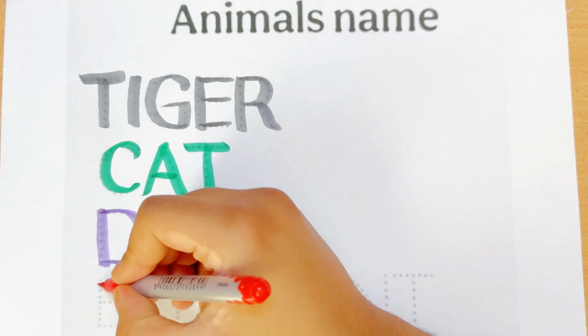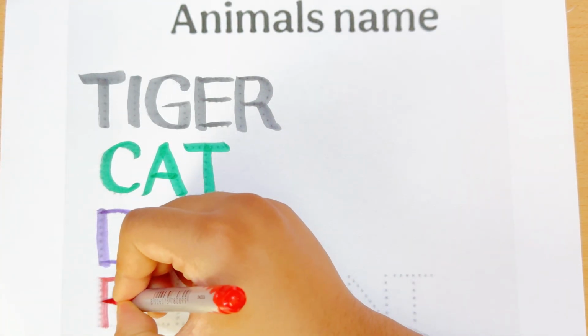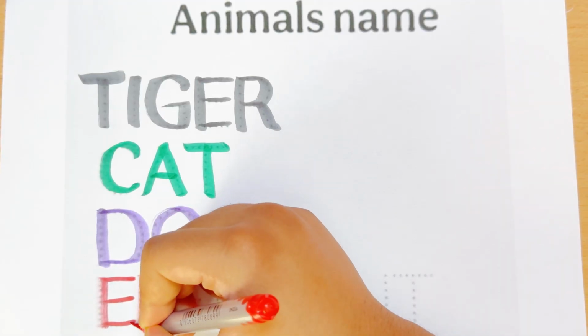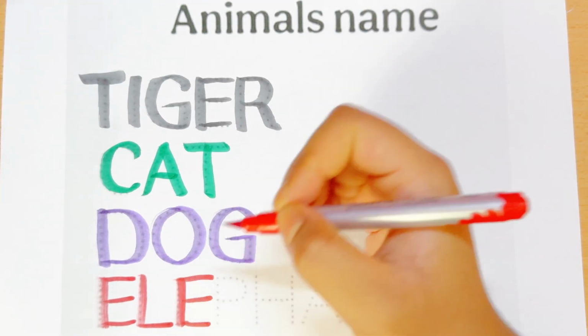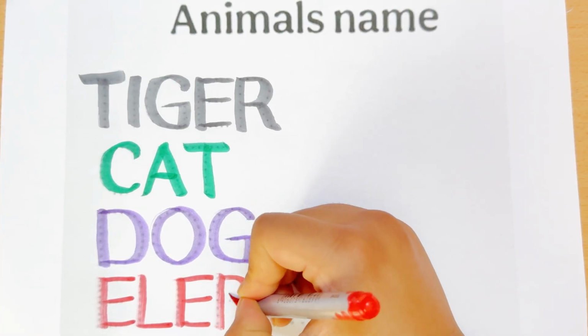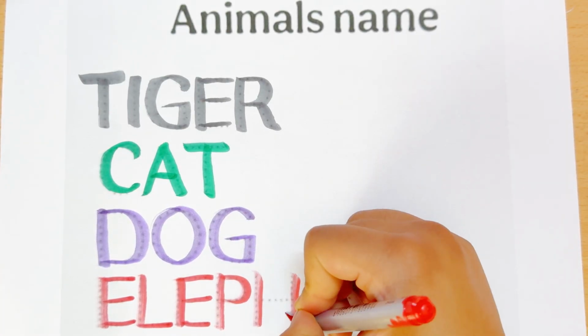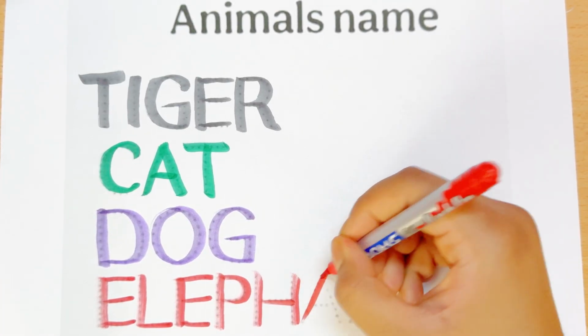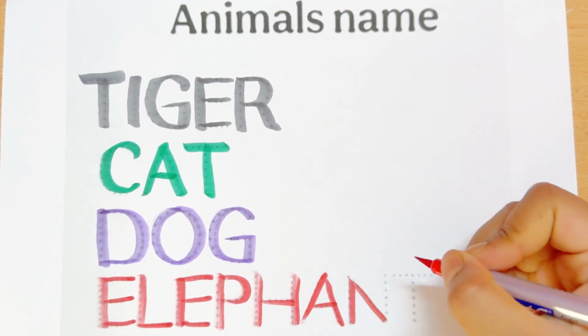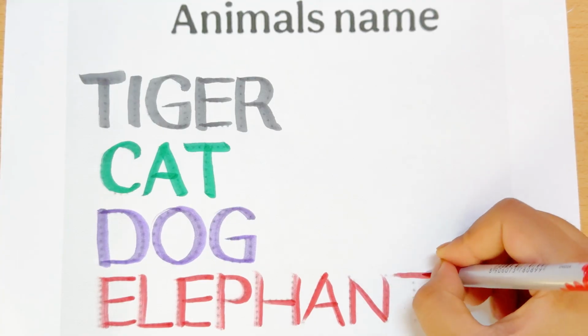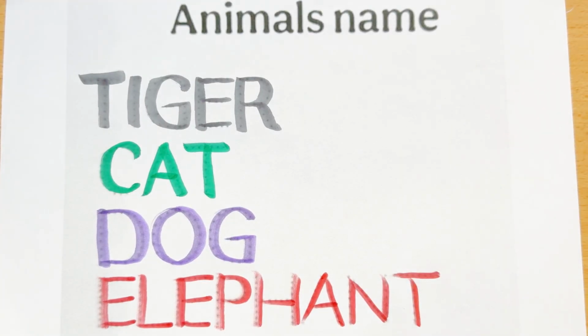Elephant. E, L, E, P, H, A, N, T. Elephant. Red color. Let's revise once again.